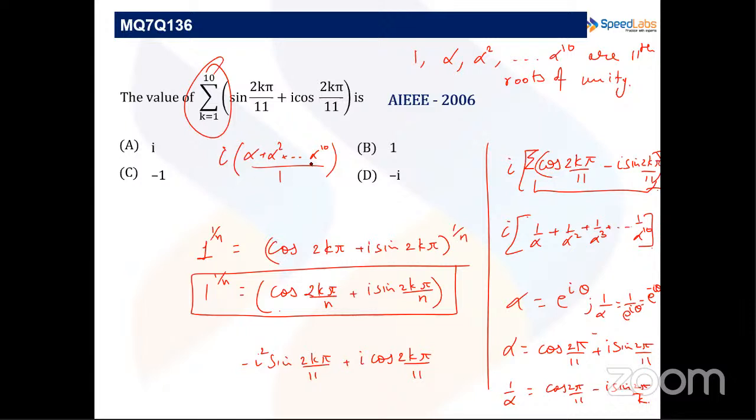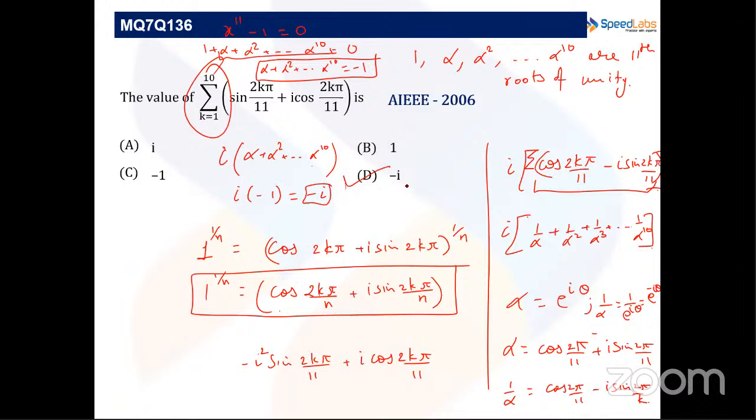Now for this, what we are going to do is, we know that these are the 11th roots, so x to the power 11 minus 1 equals 0. So we are having the 11 roots, 1 plus sum of roots alpha plus alpha square plus so on up to alpha to the power 10 will be 0 from the formula minus b upon a. So this whole quantity alpha plus alpha square plus so on up to alpha to the power 10 will be equal to minus 1. Putting this equal to minus 1, we'll be getting the answer minus i. So the correct option is D. Got it?